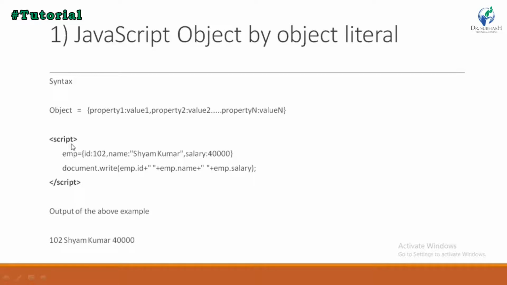We write JavaScript code in the HTML under the script tag, so we are writing a script tag. Don't worry, we will go with the programming session too. This is just a theoretical session. Okay, so emp equals to, this is an object name, emp is the object name, id equals to attribute, its value, name is also an attribute, its value, and salary is also an attribute and its value. So we are just printing with document.write. So this is the first way we can generate the object in JavaScript.